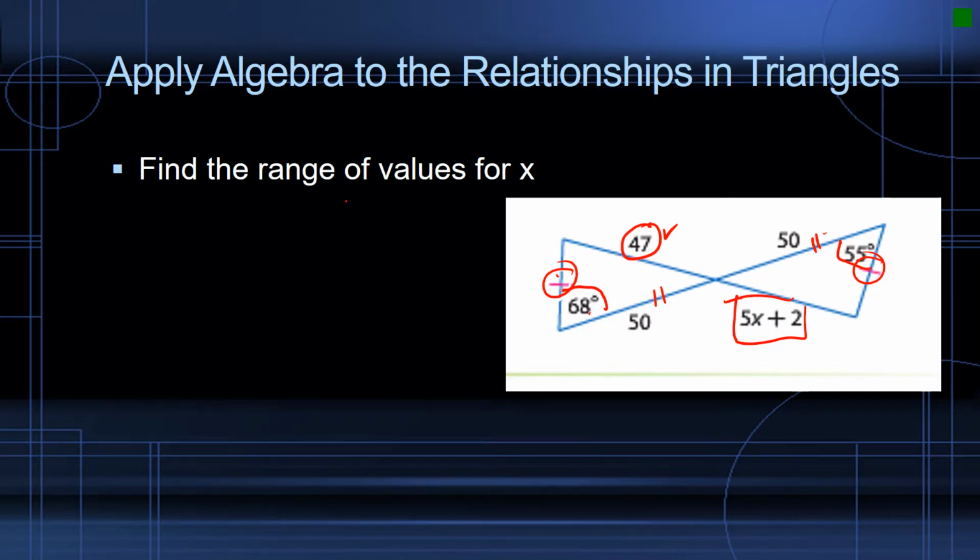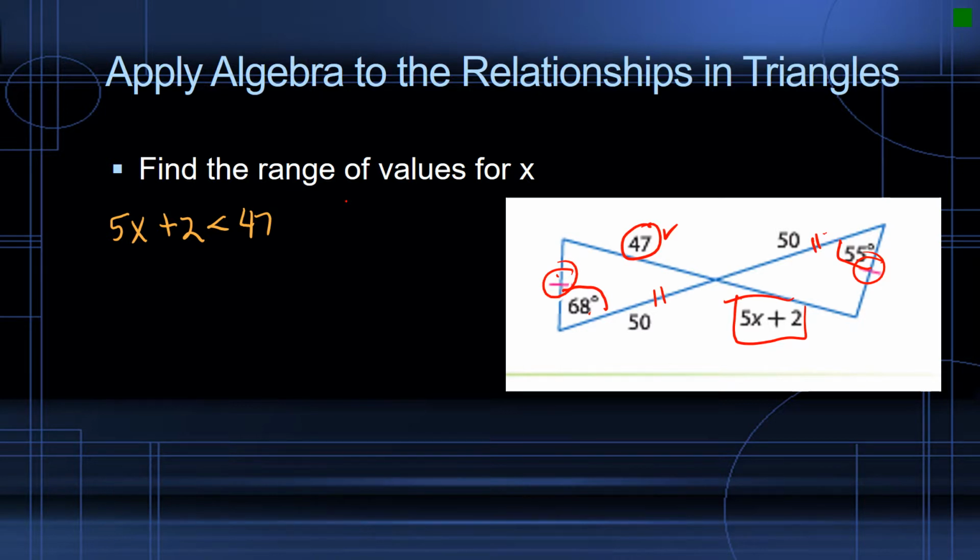But by how much? We don't know. So we got two cases here. We're going to have one case where we're going to solve that 5x plus 2 is going to be less than 47. This is our hinge theorem. We get that from the hinge theorem.